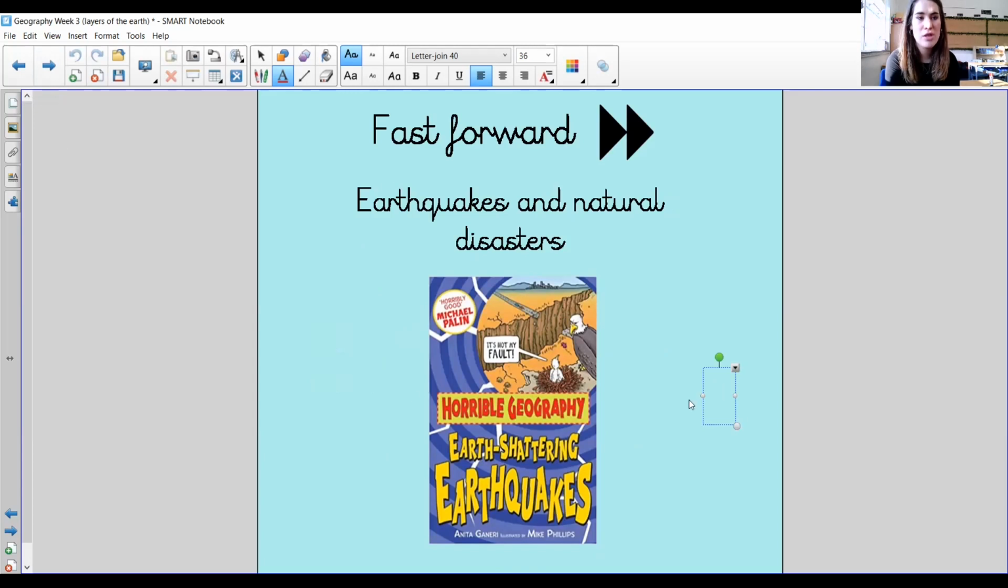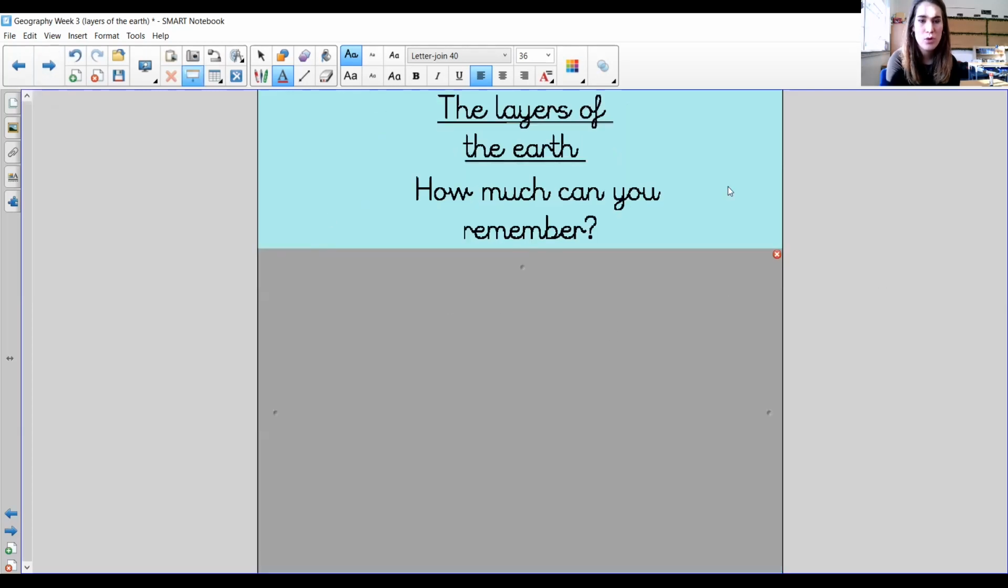In order to do that, first we need to know all about the different layers of the Earth and these tectonic plates so that we can access this learning about our earthquakes. So let's get straight into it. Underneath my cover, I have got a picture to show you. This picture might be familiar from the end of last year, when you did this with your online learning.